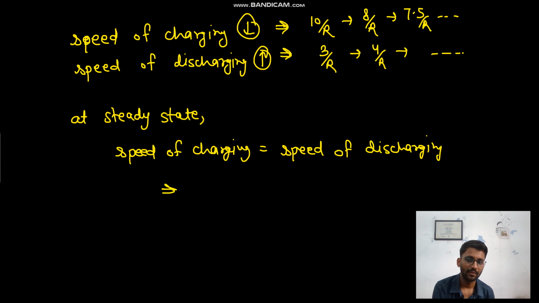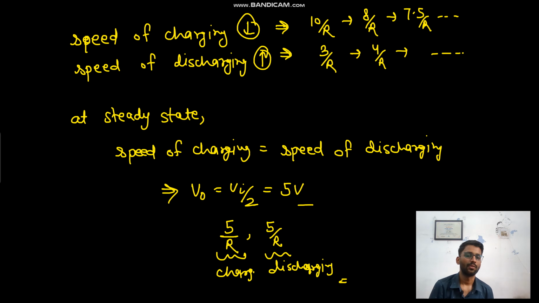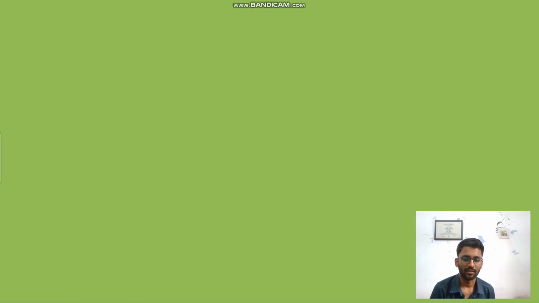Okay, so at steady state, both should be equal. So what does that mean? V naught equals how much value? Vi by 2. That means equals 5 volt. So at that time, the speed of charging would have been 5 by R and speed of discharging would have been also 5 by R. This would be charging and this would be discharging. So both of them will be equal. Okay, so this is how your output will look.